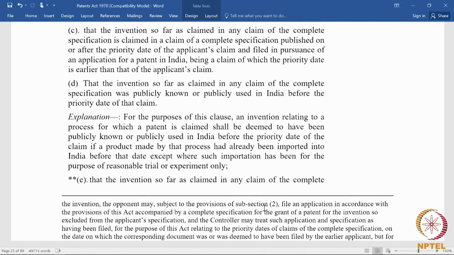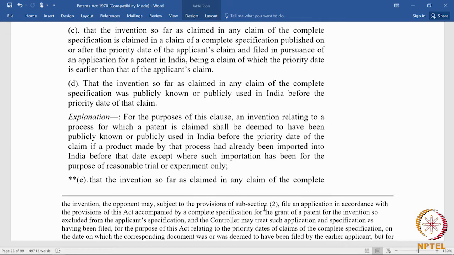Something that was imported and it was publicly known, still it will be considered as a part of public knowledge or public use. It need not be an invention that was developed in India. Okay? It need not be something which people in India made. Even things that are imported can be considered, but the only exception is if the thing was imported for reasonable trial or experiment only.